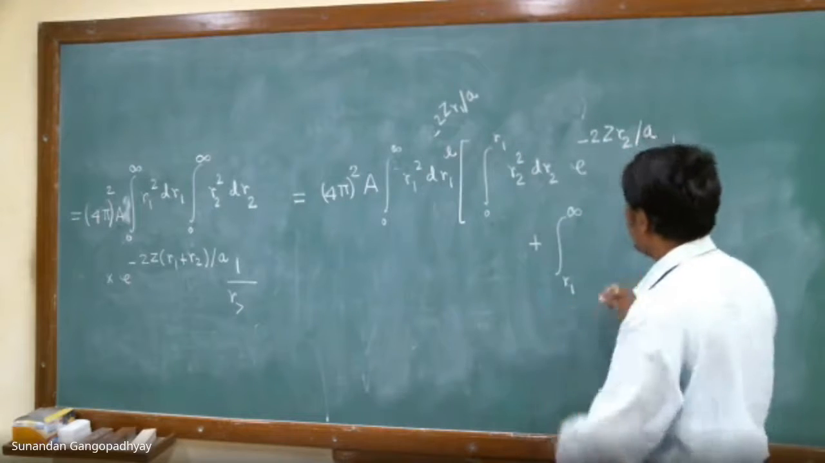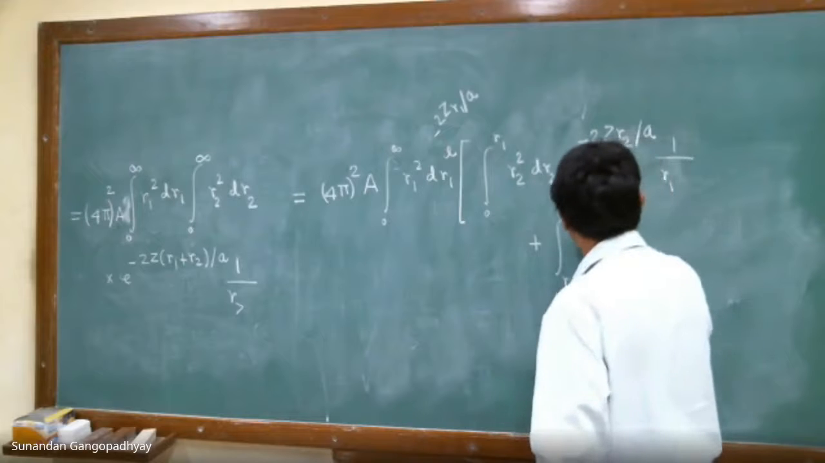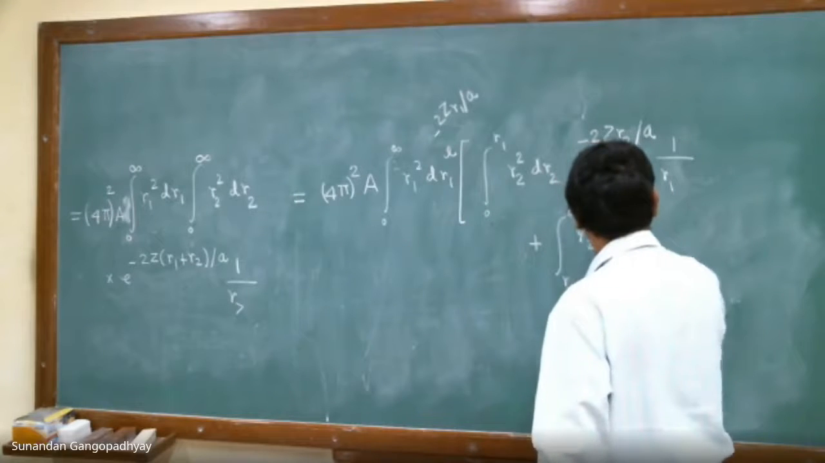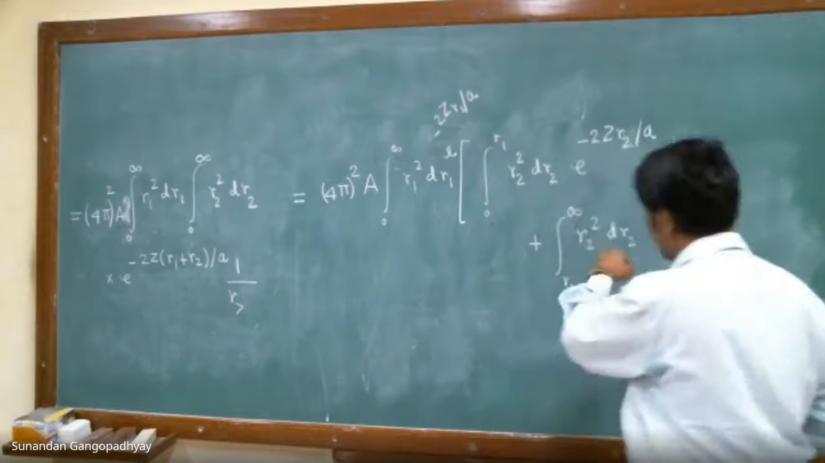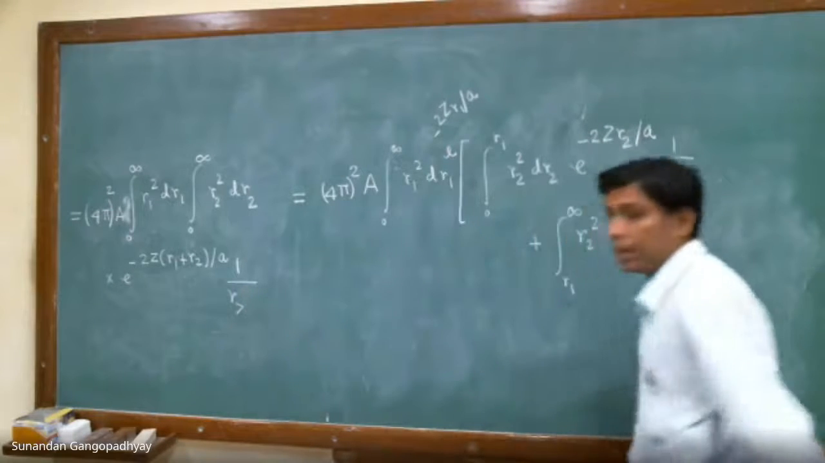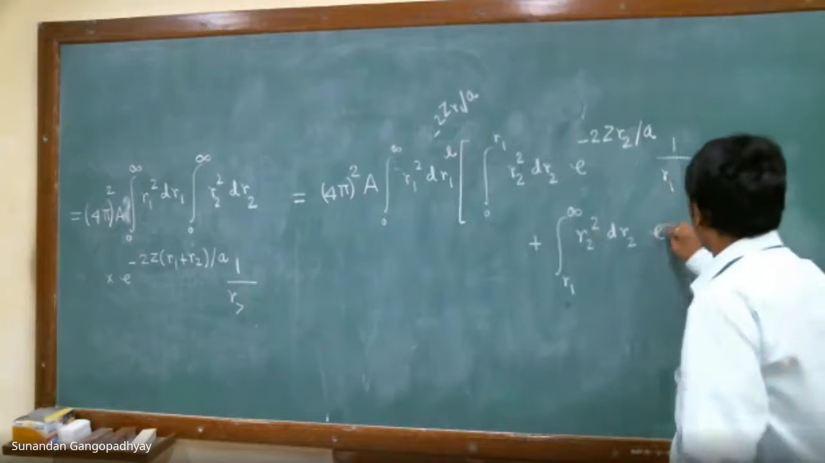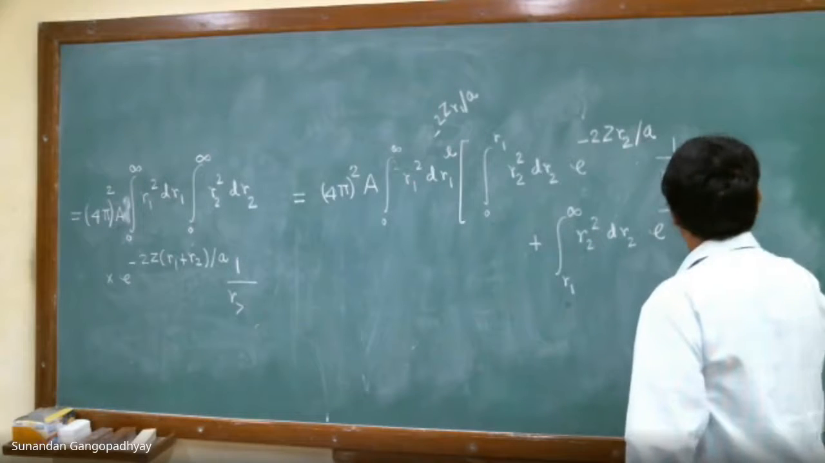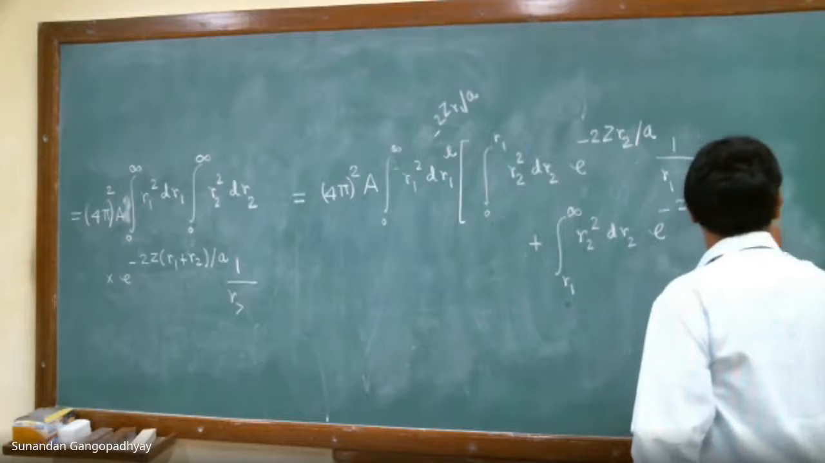And in this range, the reverse thing will happen. This is R2 square dr2. In this range, R2 is greater than R1. Therefore, R greater will be 1 by R2. And we have minus 2z R2 by a, 1 by R2.